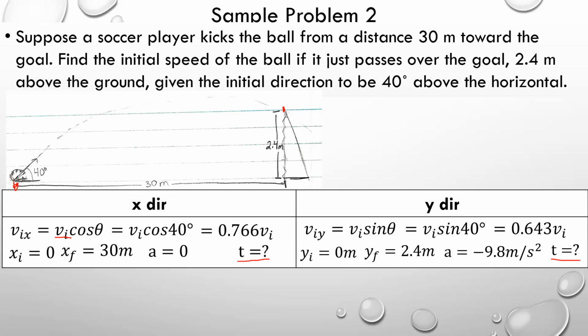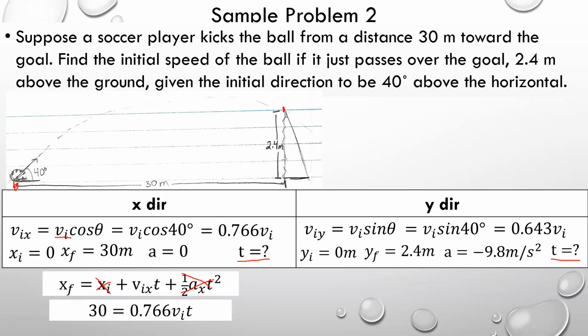So where do we go from here? Well, a good place to start with these is just to use the second kinematic, because what we care about most for problems like these is usually the position and the time, and the second kinematic is the most appropriate equation to use there. So let's first set up the second kinematic in the x direction. So we know that xf equals 30. This term will disappear, as will this last term here. Vix is 0.766 Vi, and we don't know t. So that's what our second kinematic in the x direction looks like.